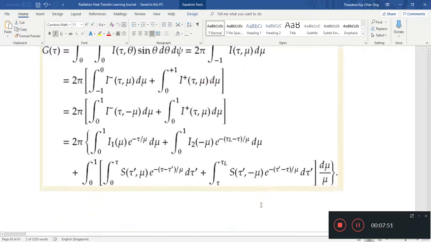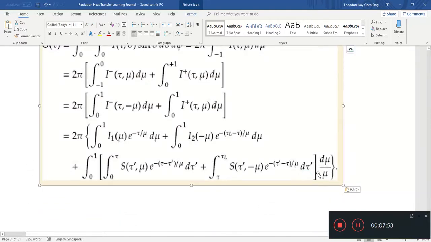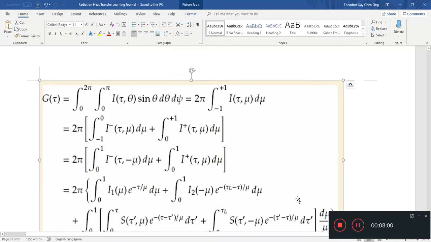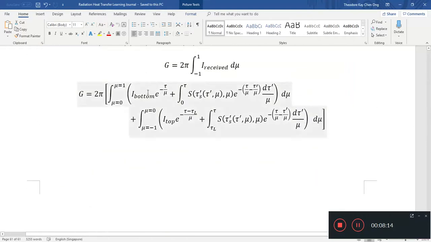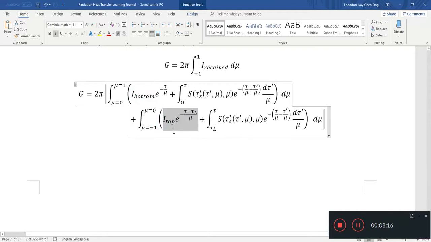And of course, you'll notice that the one divided by mu, the mu by mu, is inside this d mu by mu. So we have from top and bottom plate.